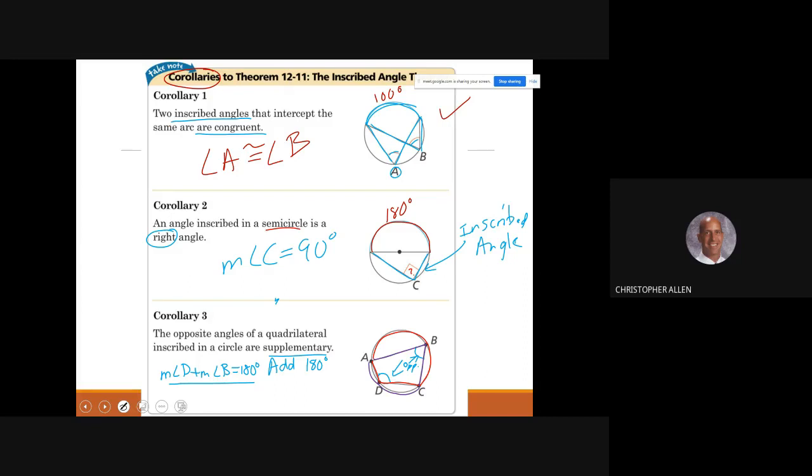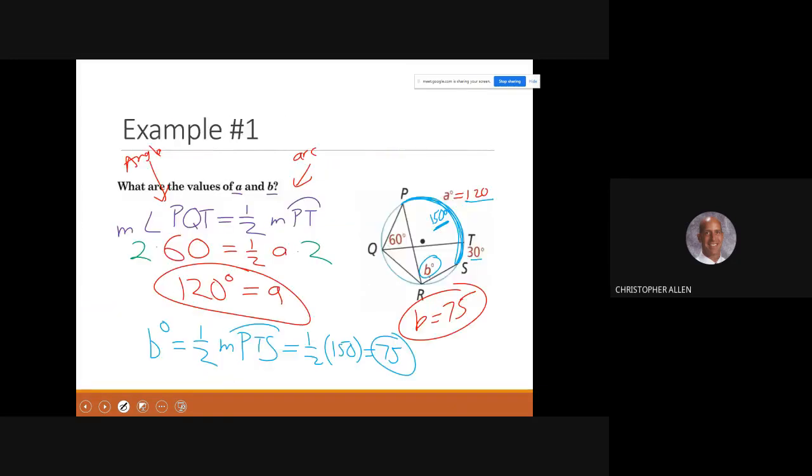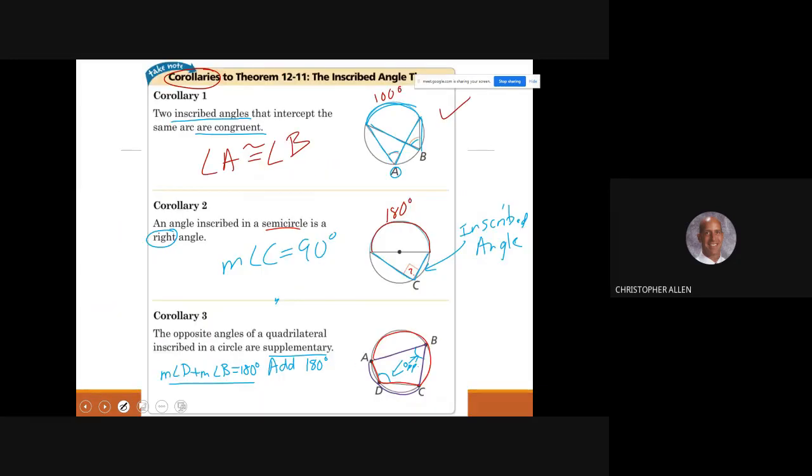Look, guys, it is this theorem right here. This is the most important theorem of the day. And this theorem says that an inscribed angle is half the measure of its intercepted arc. So when I come over here, these two inscribed angles hit the same arc, so they have to be congruent. That kind of makes sense. This one says, if this inscribed angle intercepts a semicircle, then it has to be half of the semicircle. Well, that's 180, so it's got to be 90.